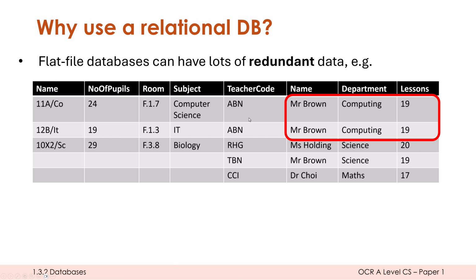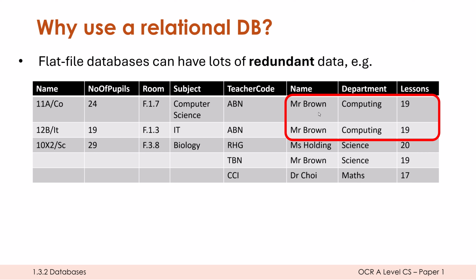If a teacher had, say, 10 classes or 15 classes, this would be repeated 10 times or 15 times. And that's just redundancy. We don't need this data. We're wasting our storage space by putting it in here. And this happens in a flat file database because I'm not separating out separate entities.